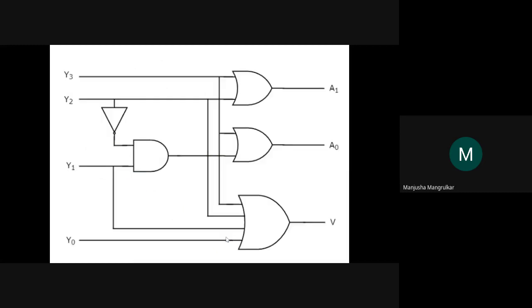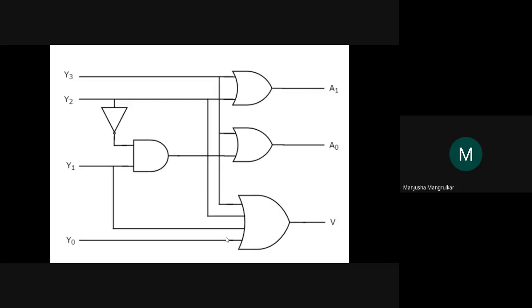Now we design this circuit in this way. As you know how to design each and every equation for A0, A1, and V. So this kind of example is asked. It gives the conditions: if any one of the input is 1, your output will be a 0, or if any one of the input is 0, your output will be a 1.